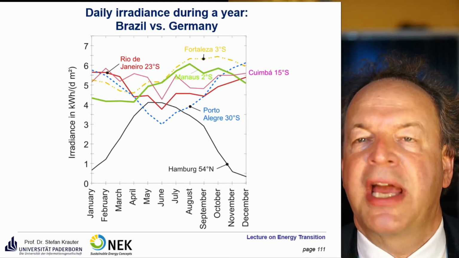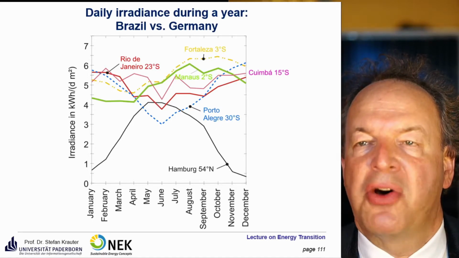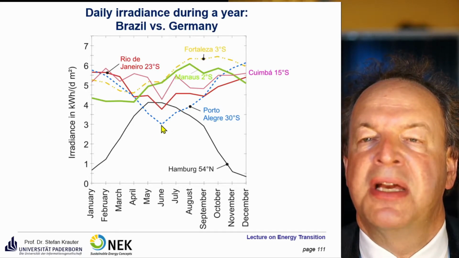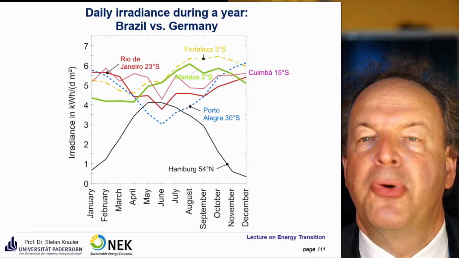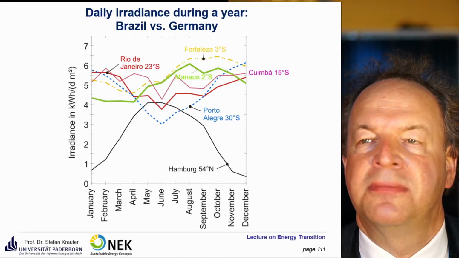These are some other locations in Brazil. For example, the most southern point is Porto Alegre, 30 degrees south of the equator. You see here that in winter the irradiance goes down to 3 kilowatt hours per square meter per day. In summer it's about the same as Rio de Janeiro.